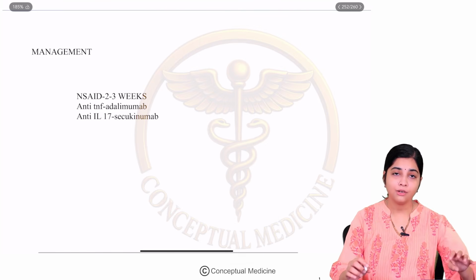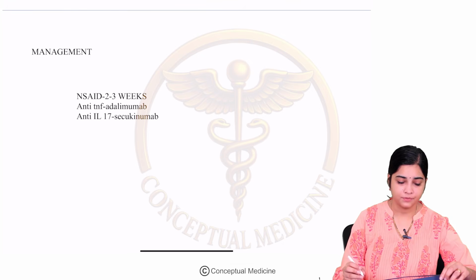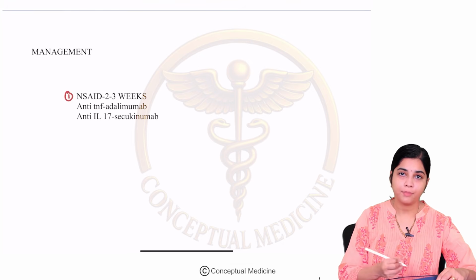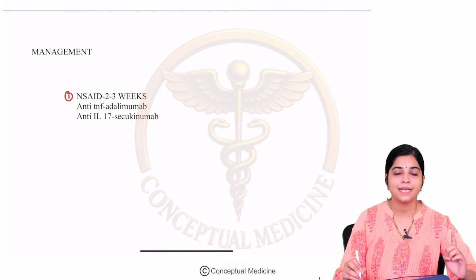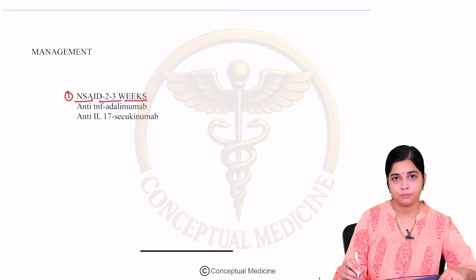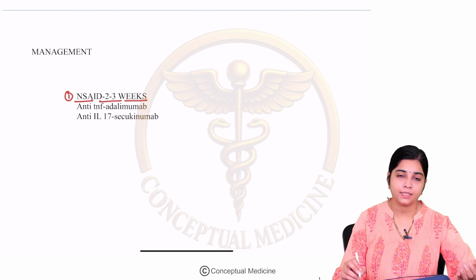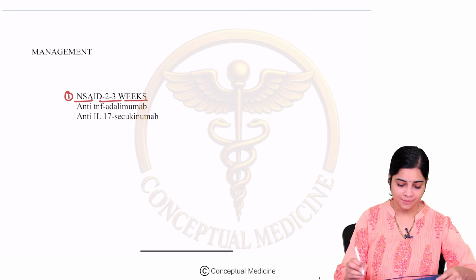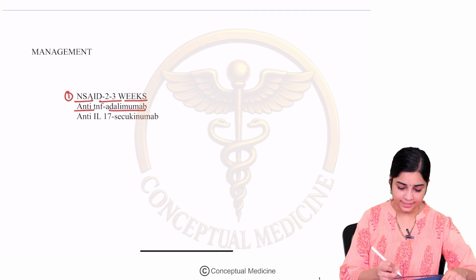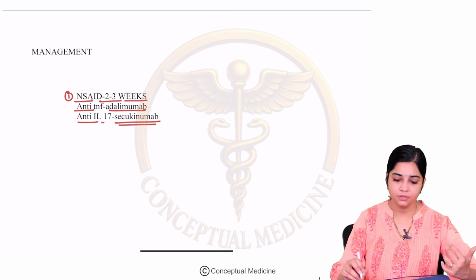Fine. Now, how do you manage a patient of ankylosing spondylitis? First is pain management. The first line treatment in the management of ankylosing spondylitis is to give NSAIDs, which can be given prolonged for up to 2 to 3 weeks. If there is no improvement and there is still ongoing inflammation, then anti-TNF agents like adalimumab and anti-interleukin 17 like secukinumab are the other drugs which can be used.